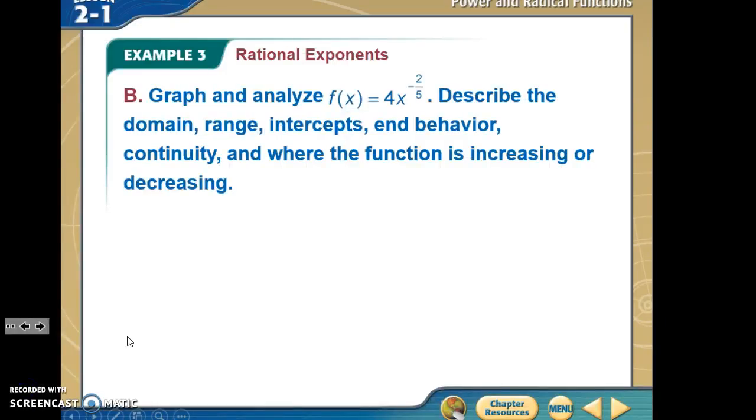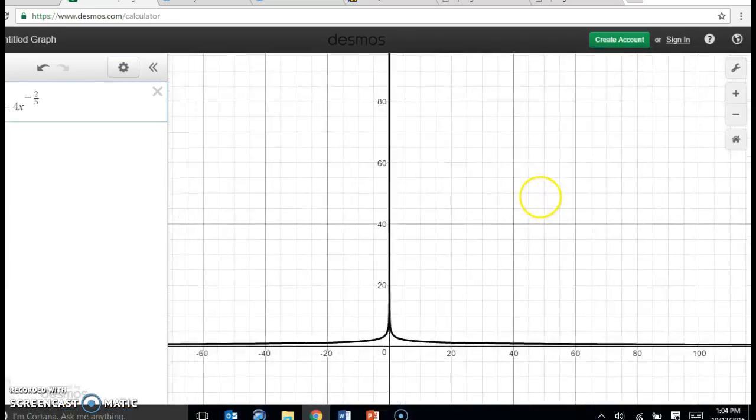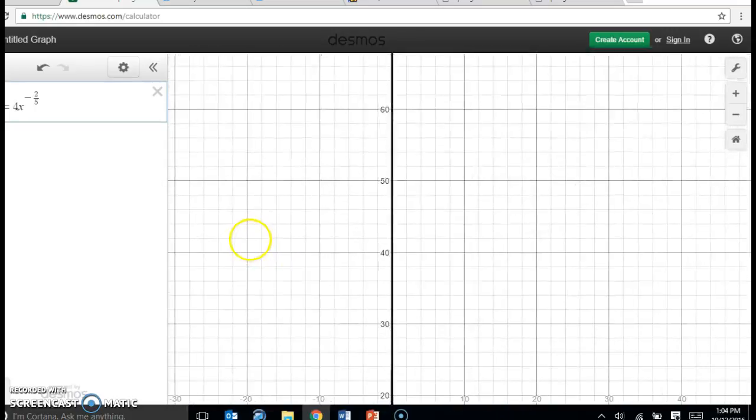All right, so looking at this one, which isn't on your notes, what's the difference between this one and the one we just looked at? Here we have a negative exponent. We have 4x to the negative 2/5. I'm writing it down. So let's go into Desmos.